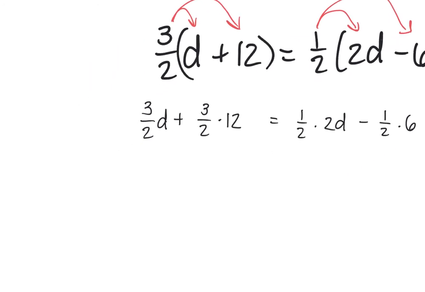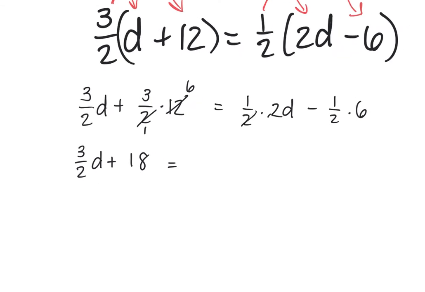Okay, so we've got 3 over 2d plus, the 12 and the 2 will cancel. This becomes a 1, this becomes a 6, because 12 divided by 2 is 6. 3 times 6 is going to give me 18, equals 1/2. The 2's will cancel. We've got just d minus 1/2 of 6. The 2 cancels with the 6. This becomes a 1, this becomes a 3. And we've got d minus 3.